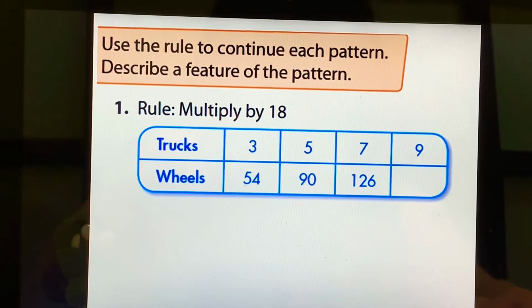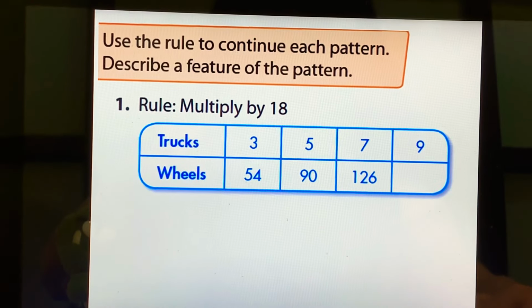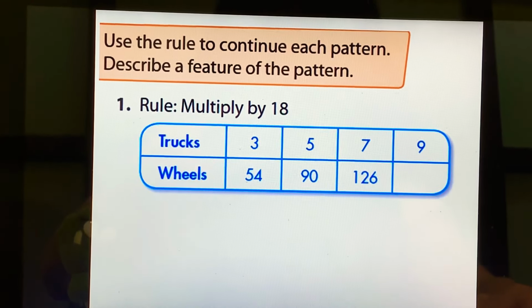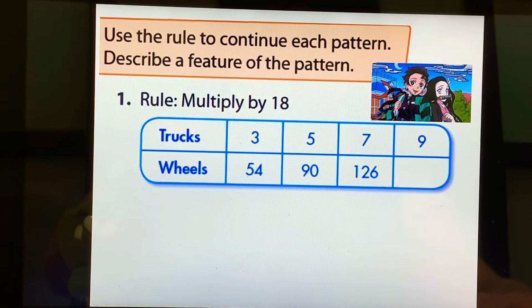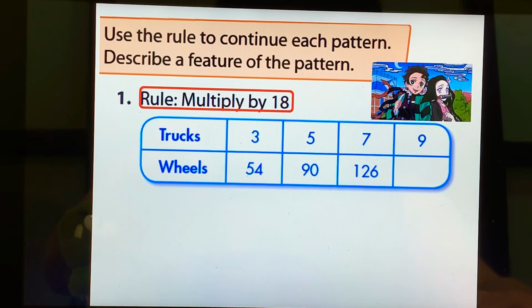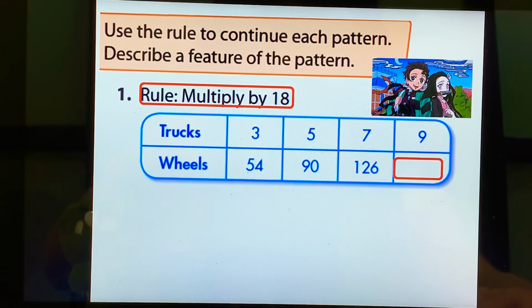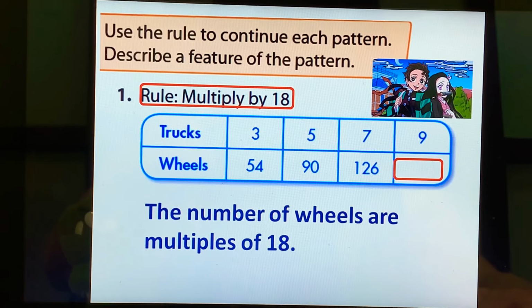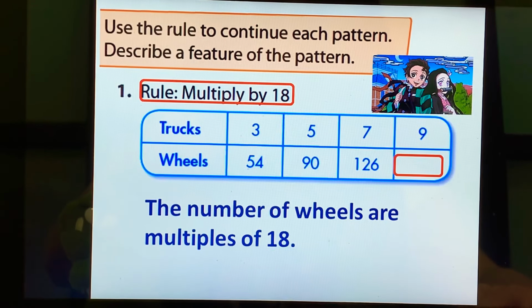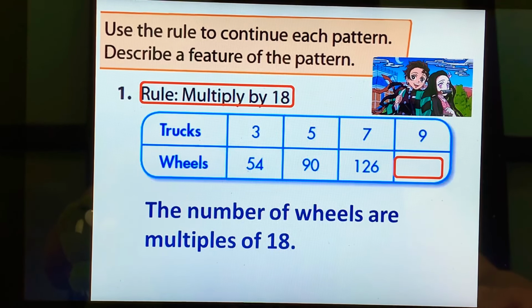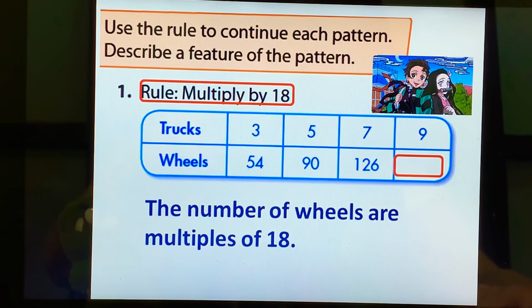Use the rule to continue each pattern. Describe a feature of the pattern. Rule, multiply by 18. One feature the pattern has is the number of wheels are multiples of 18. Let's move on.